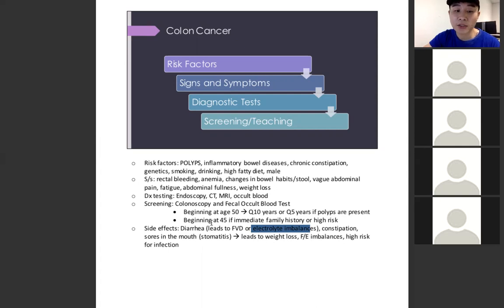And constipation, sores in the mouth, stomatitis, and this can lead to weight loss, because when we have sores in the mouth, the appetite of the patient usually decreases. Fluid and electrolyte imbalance, like I said, because they have excessive diarrhea, they can lose potassium, they can lose a lot of sodium, essential electrolytes for the body. High risk for infections.